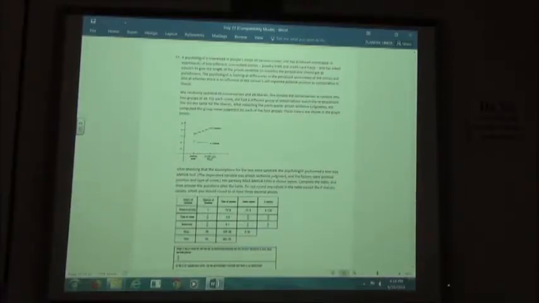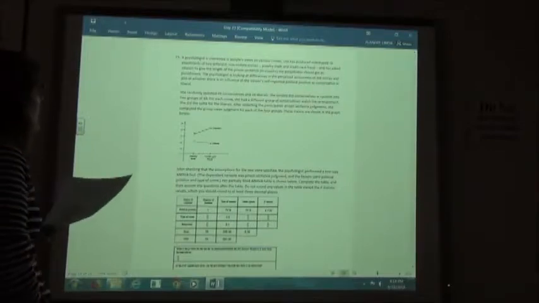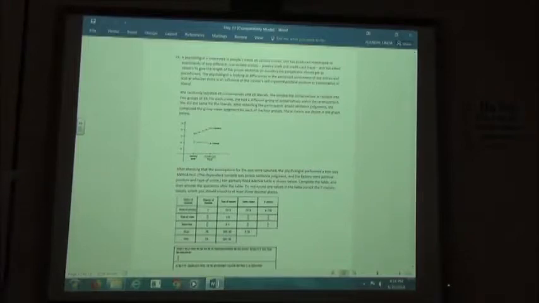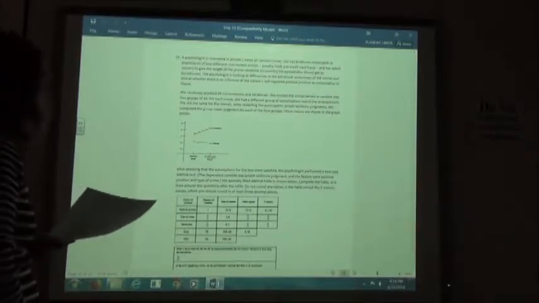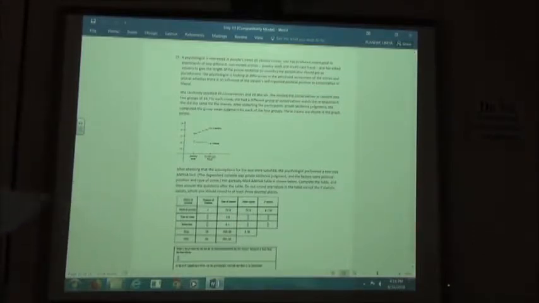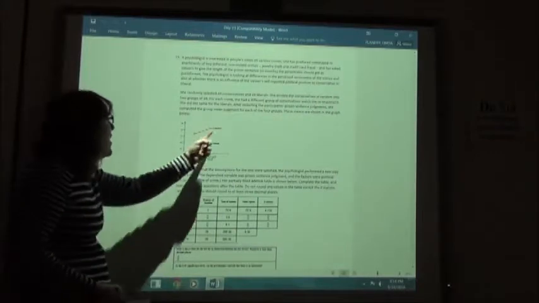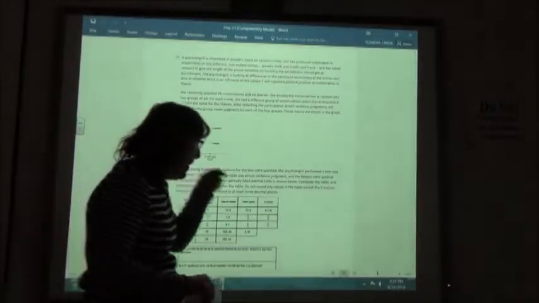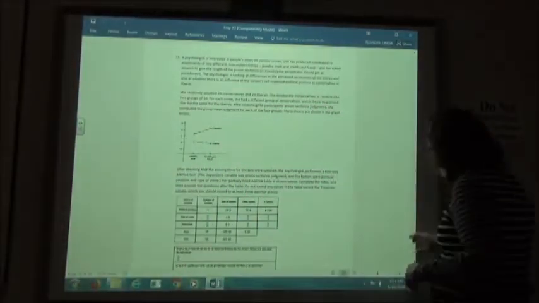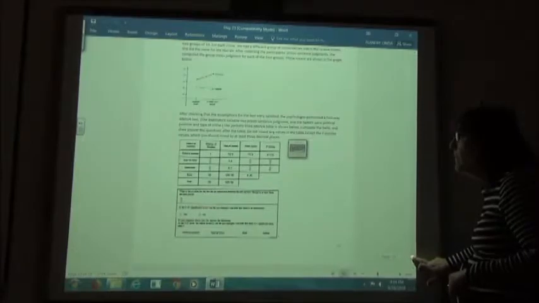She divides the conservatives at random into 2 groups of 10 for each crime. She has a different group of conservatives watch the reenactment, as she did the same for liberals. After collecting the participants' prison sentences judgments, she computed the group mean judgment for each of the 4 groups. These means are shown in the graph below. So we got our graph. We've got 2 here, 2 here. I'm going to slide that up a little bit.